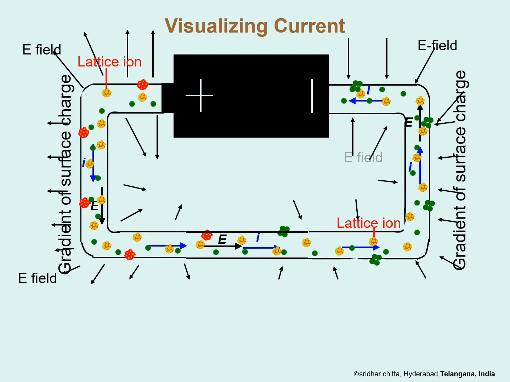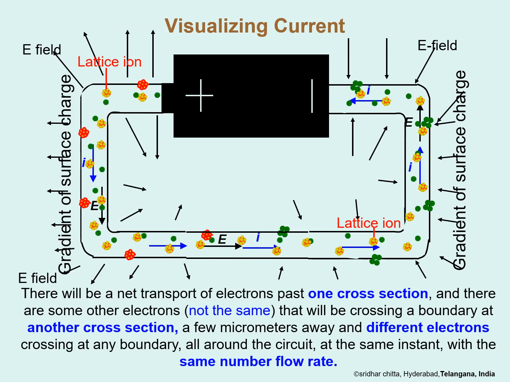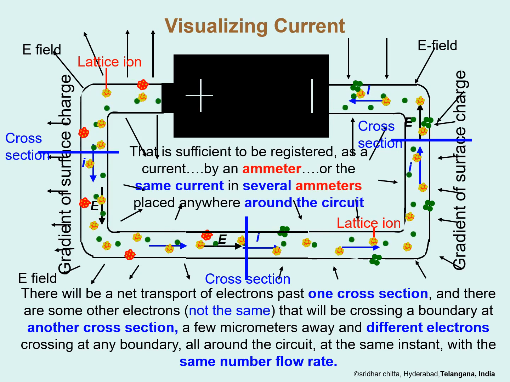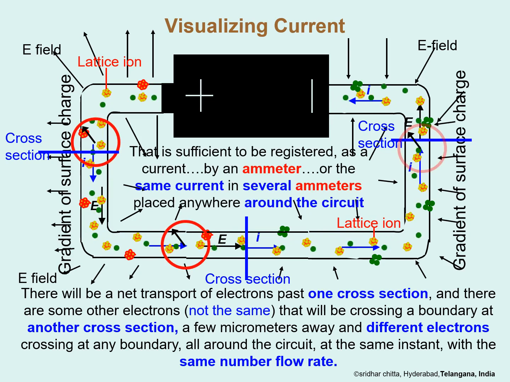Visualizing current. There will be a net transport of electrons past one cross-section, and there are some other electrons, not the same, that will be crossing a boundary at another cross-section a few micrometers away, and different electrons crossing at any boundary all around the circuit at the same instant with the same number flow rate. That is sufficient to be registered as a current by an ammeter, or the same current in several ammeters placed anywhere around the circuit.